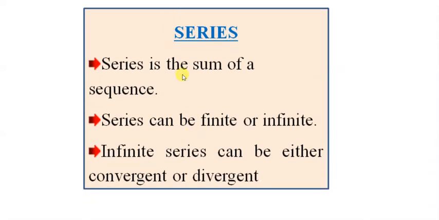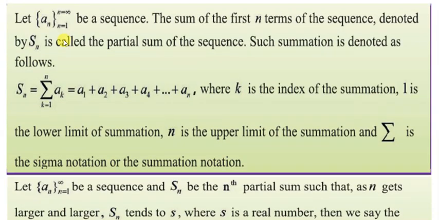Now, another thing we must consider here is series. What is a series? A series is simply the sum of the terms of a sequence. A series can be finite or infinite accordingly. An infinite series can be either convergent or divergent. How? We will see when we discuss convergence and divergence.